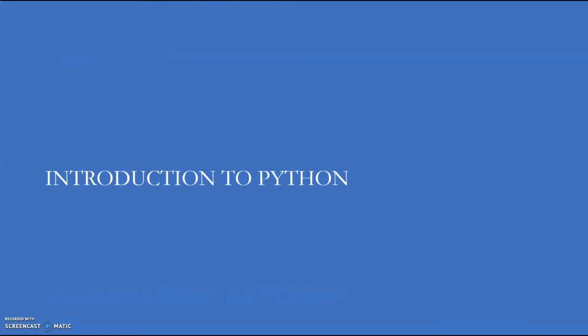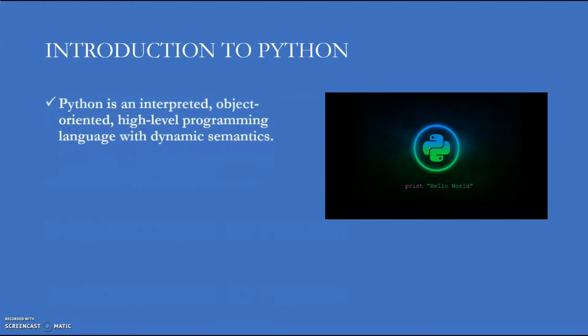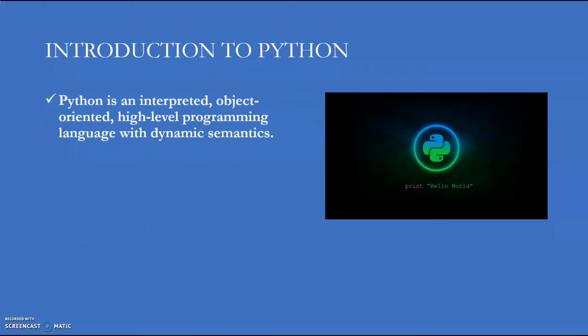First, introduction to Python. Python is an interpreted, object-oriented, high-level programming language with dynamic semantics. What is an interpreter? Interpreter means we can directly run code without compilation. There is a huge difference between interpreter and compiler.